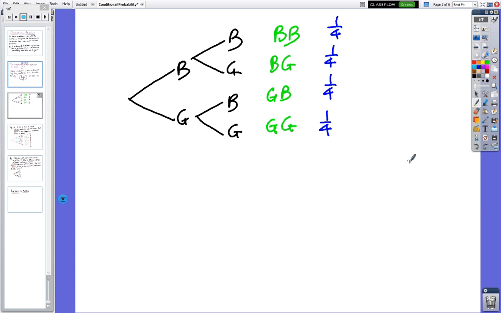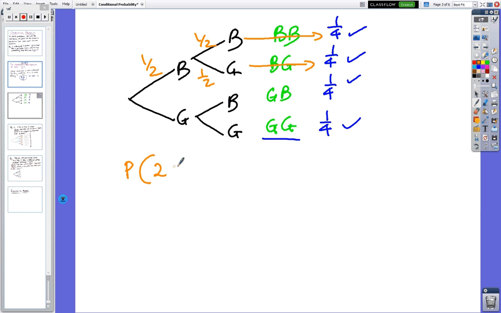Okay, so looking at the 2-child family, we've done this a few times. There are the branches, there are the outcomes, and because there are 4 outcomes and each of these is equally likely, we can just say that the answer is a quarter. And obviously the other way we were doing it was a half times a half is a quarter. So that's how we get our answers. So looking at the question, the probability of getting 2 girls given at least one girl, that's the question that we were asked a few pages ago.